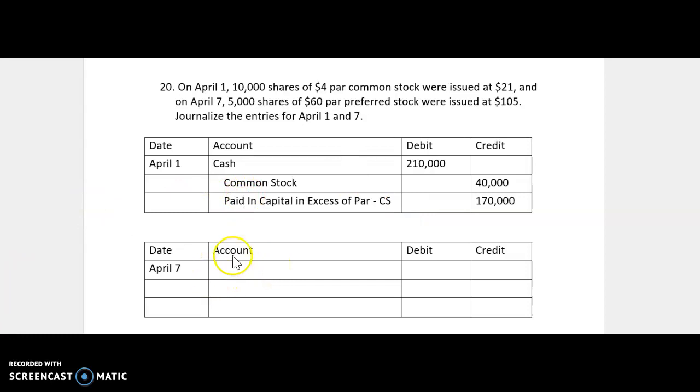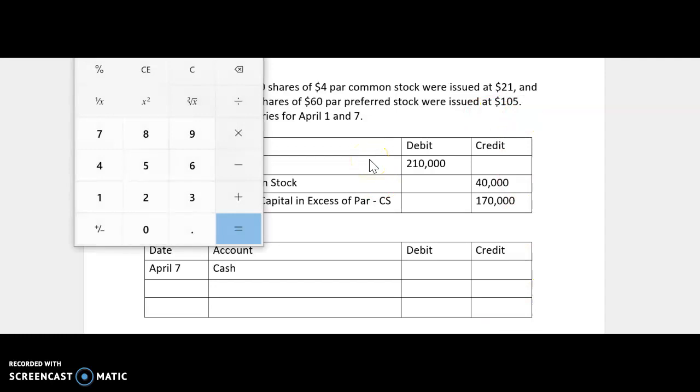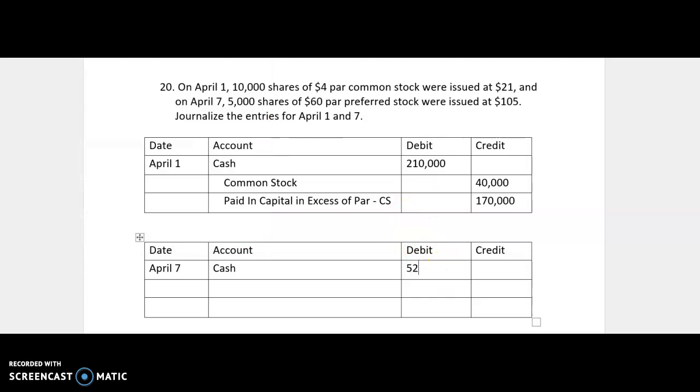Okay, for the second one, I'm issuing preferred stock, so I'm going to get cash, and I got 5,000 shares, and it looks like they were issued at 105. So you would do 5,000 times 105. So that would be 525,000 for cash, and then you always put your stock on at the amount of shares times par.